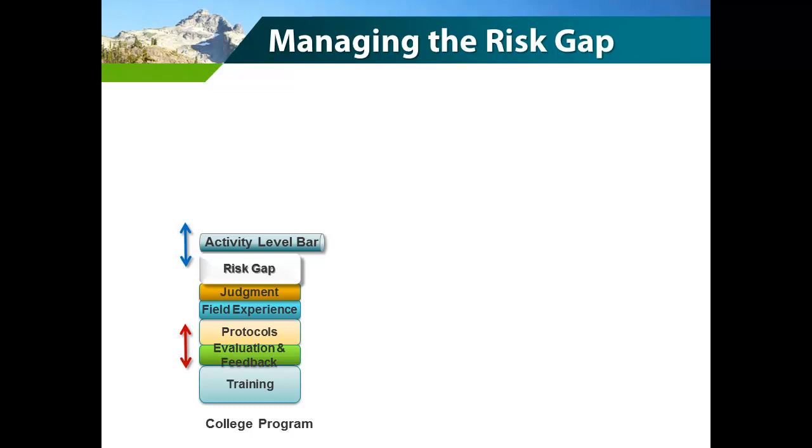In our case, we were able to give some training and a limited amount of evaluation and feedback to staff. Since staff have less field experience and less experience in making judgments in the outdoors, we supplement that with having a broad set of protocols and support structures. As a result, in order to keep our risk gap at an acceptable level, we consciously set our activity level bar fairly low.